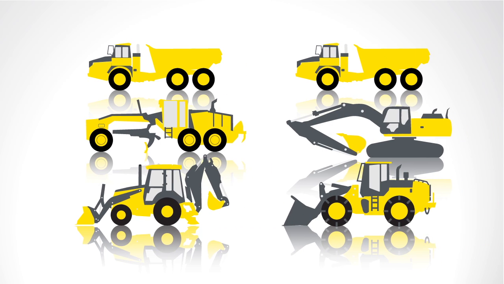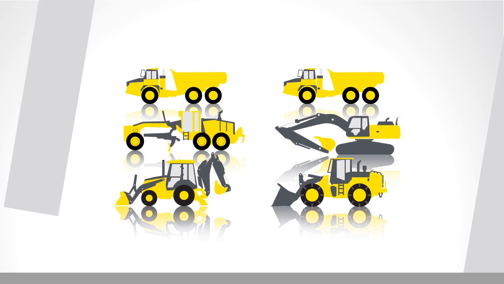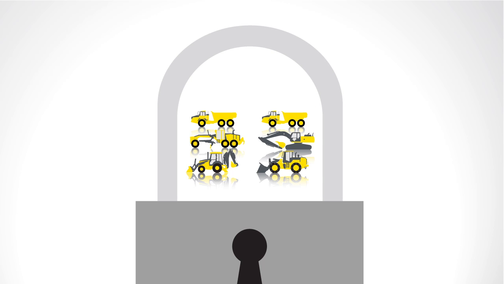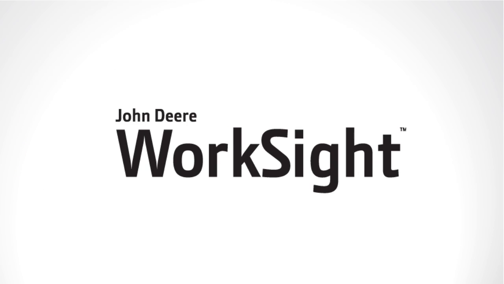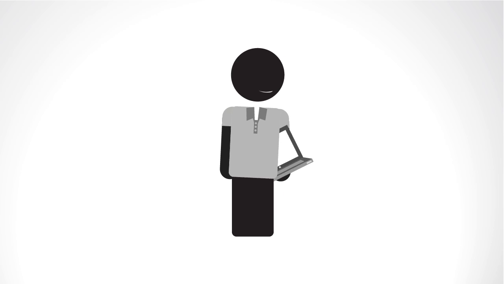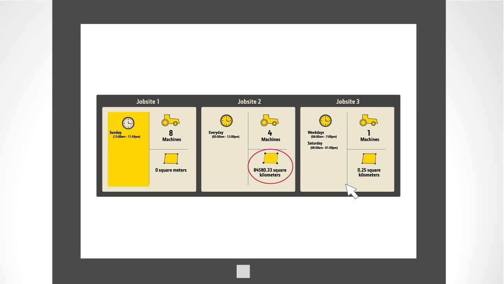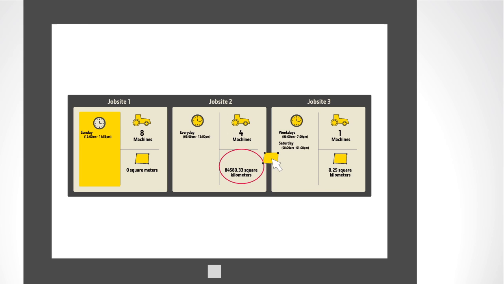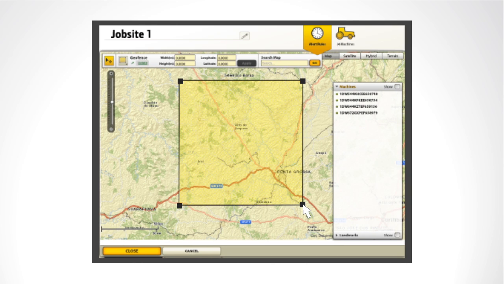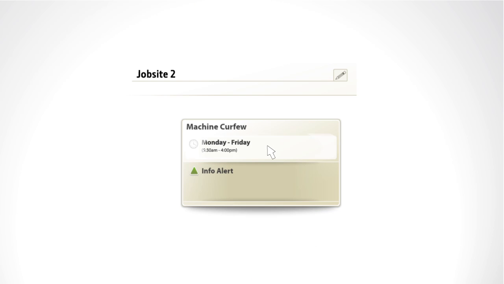No matter how many machines you're in charge of, you want to make sure you have the best security possible. John Deere WorkSight can help you keep an eye on your whole fleet, no matter what brand, from anywhere. JD Link lets you easily set up curfews and geofences for your machines. Just drag and drop within the JD Link map to set up a geofence. And setting up a curfew is a breeze.